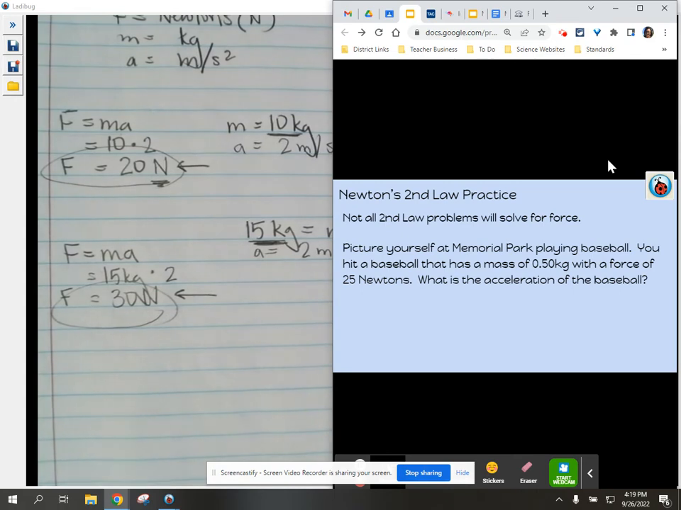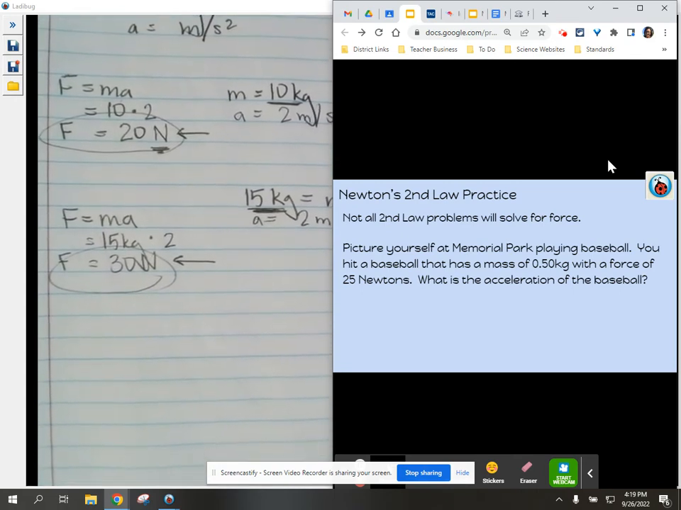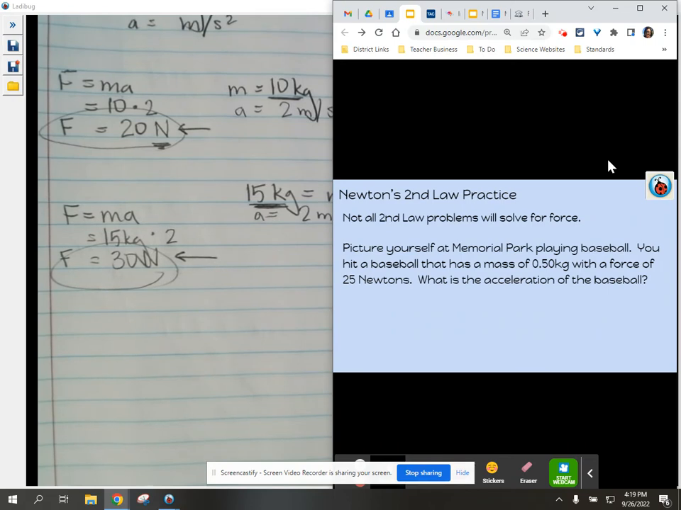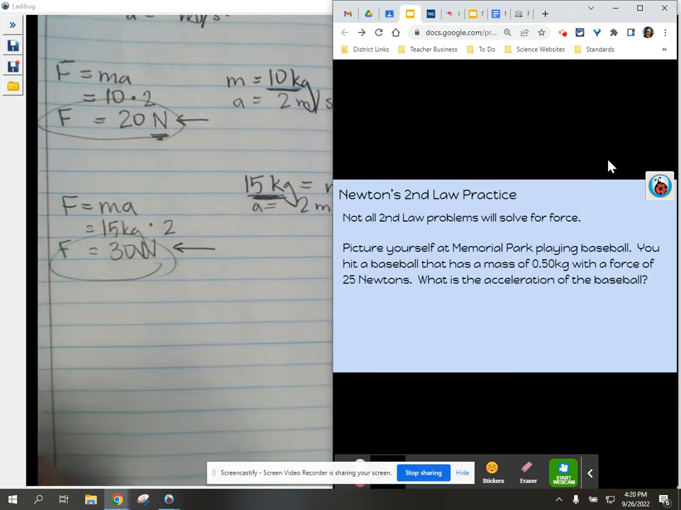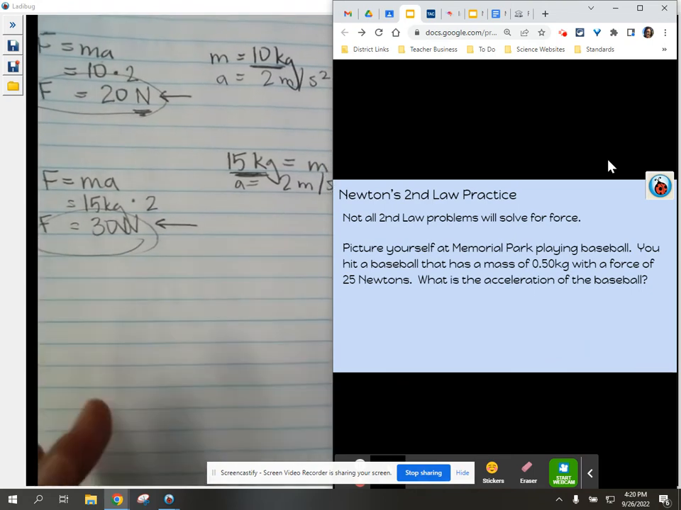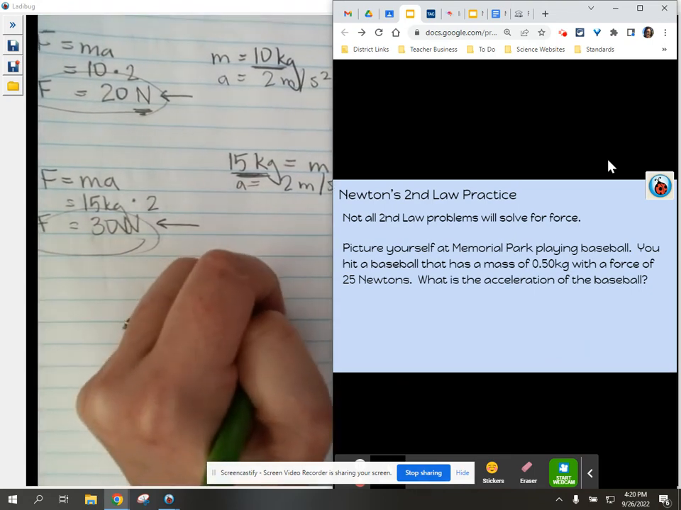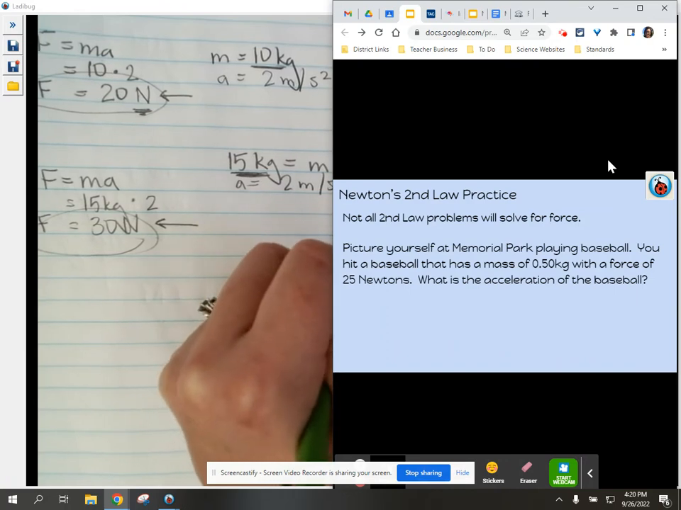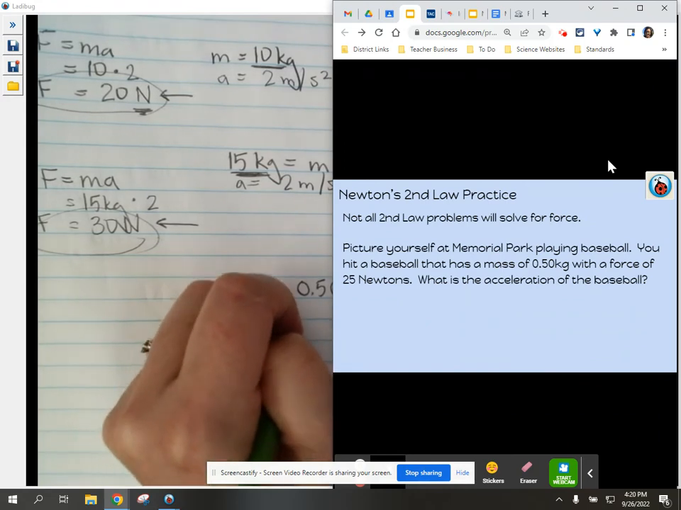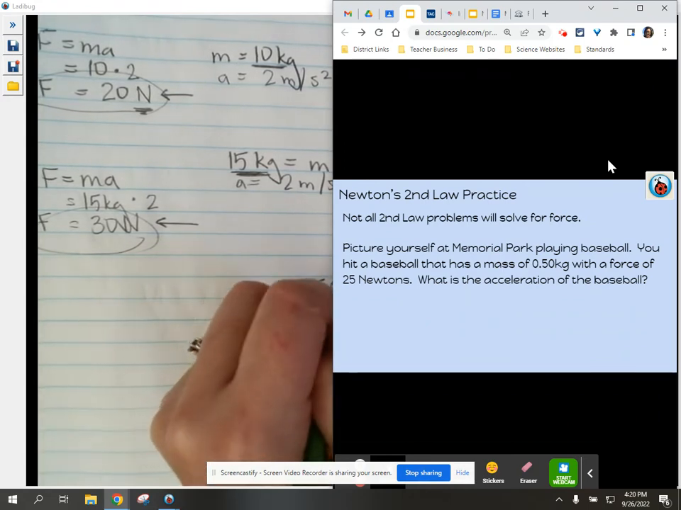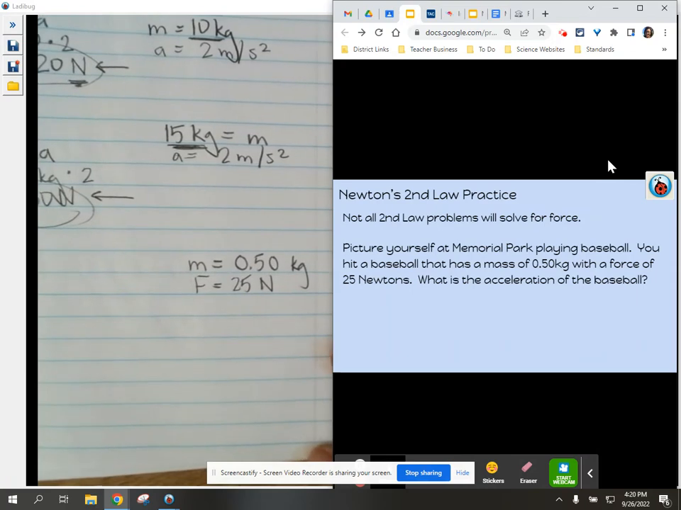So not all of these problems are going to solve for force. So let's try a different one. Picture yourself at Memorial Park playing baseball. You hit a baseball that has a mass of 0.5 kilograms with a force of 25 newtons. What is the acceleration of the baseball? All right, so once again, we're going to write down what we know. So the mass of the baseball is 0.50 kilograms, and the force that we hit it with is 25 newtons. Sorry, you can't really see that.